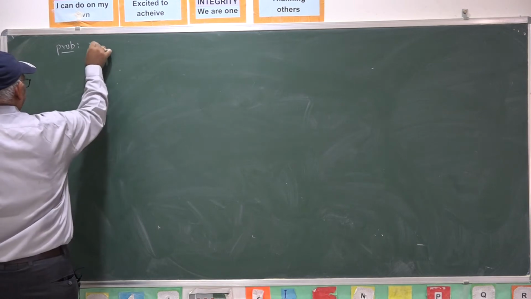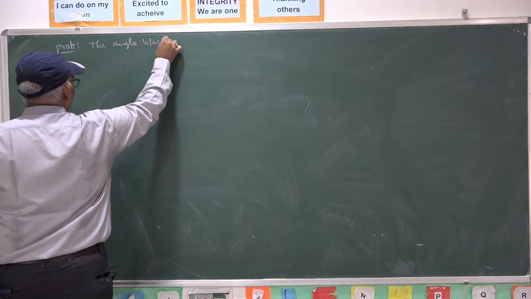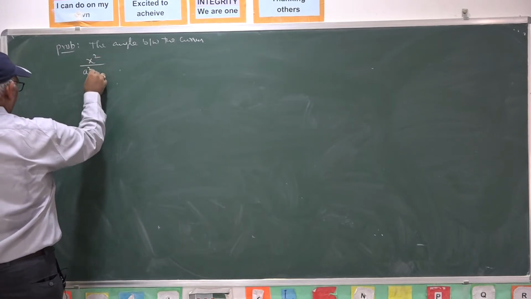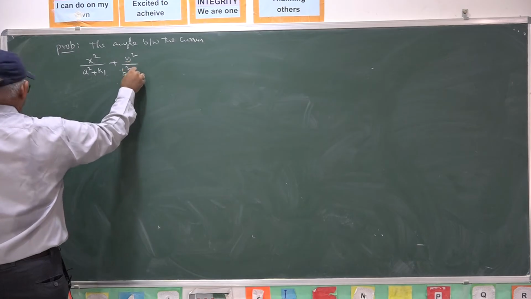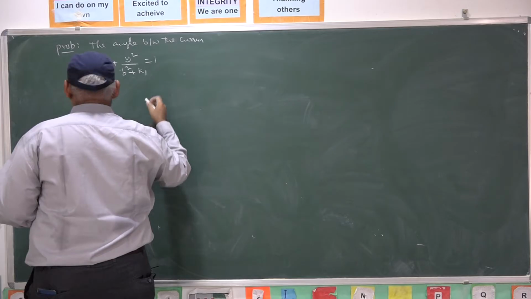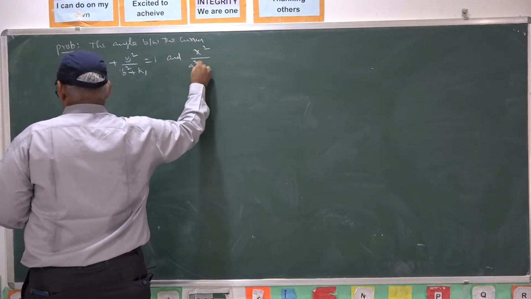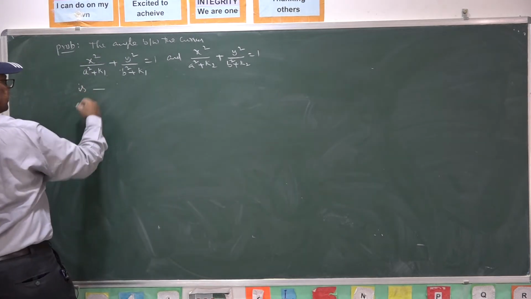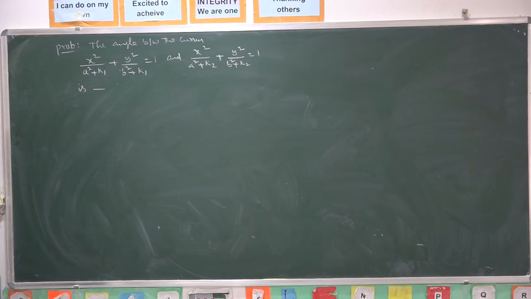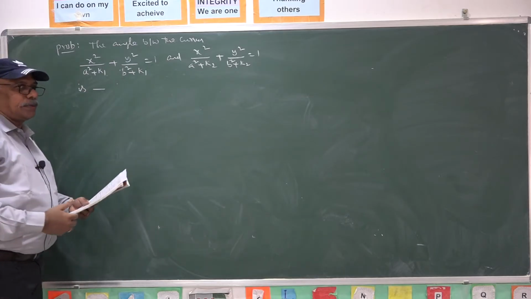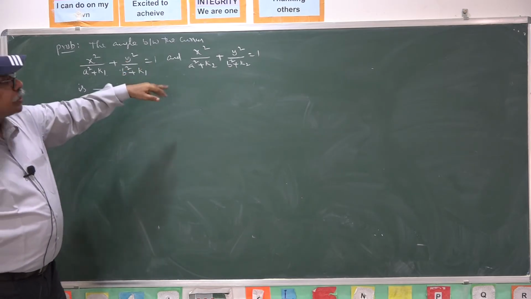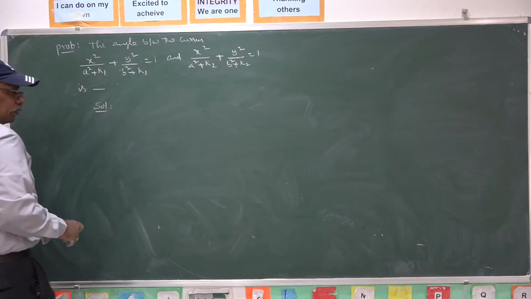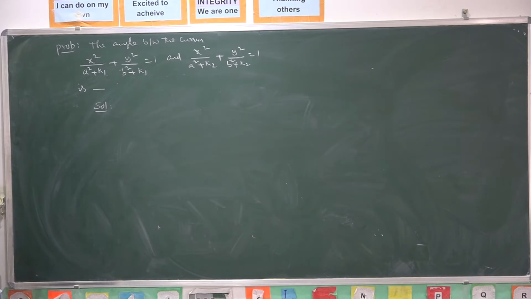The angle between the curves x square by (a square plus k1) plus y square by (b square plus k1) equal to 1 and x square by (a square plus k2) plus y square by (b square plus k2) equal to 1 is. Already a result is given to you.